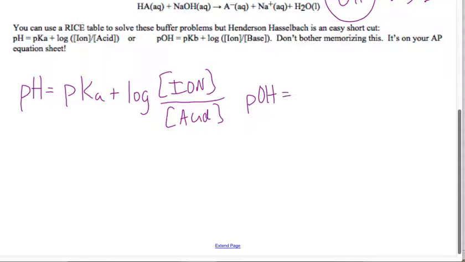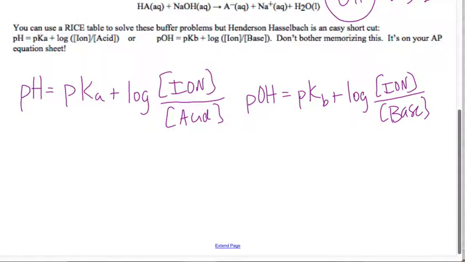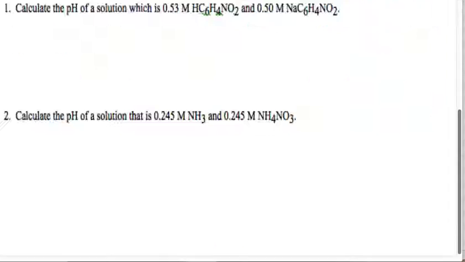pOH is equal to the pKb plus the log of the ion over the concentration of the base. These have to, I'd say they have to be in concentration. We'll get to that Monday. For today, these have to be concentration. All right? So all you do is plug and chug once you recognize you have a buffer system.